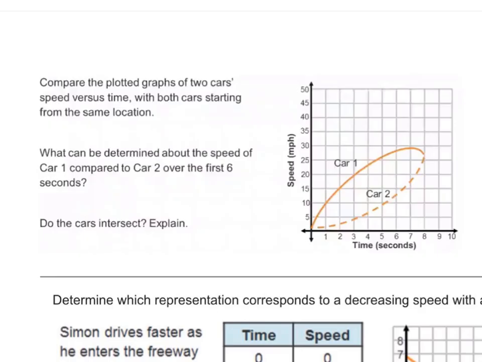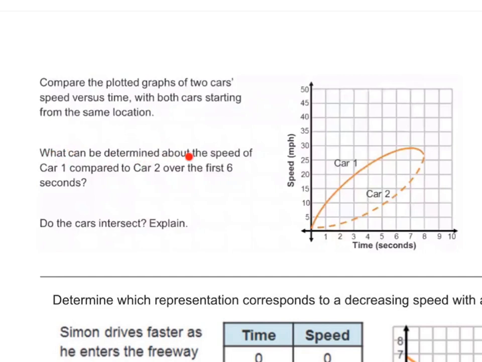All right, let's take a look at the last 2 questions. On this first one, it says you have this graph of time in seconds. That's your x-axis, and your y-axis is speed in miles per hour. So this graph is different. We're not talking about a position graph. We're talking about a speed graph. Both cars start at the same location.